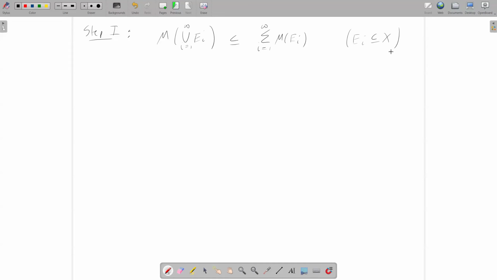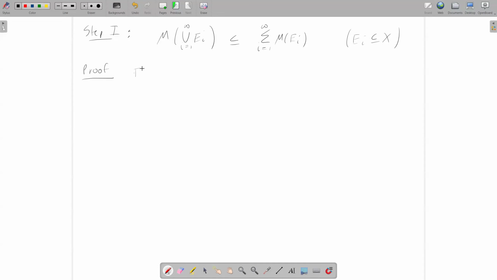This suggests we're looking at something like an outer measure here. I'd have to review the definition, but I think this is the idea of an outer measure. You have this sub-additivity, right? You don't quite have additivity, you have almost additivity. Of course, I didn't insist that they were disjoint. All right, so let's start proving step 1.